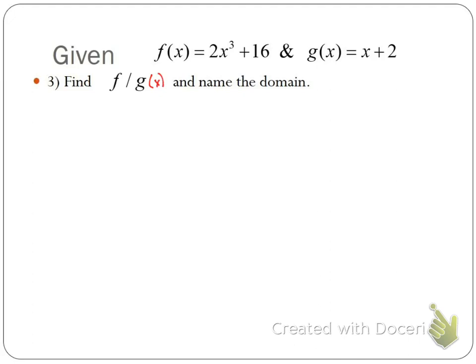Okay, let's find f divided by g of x. So that's simply f of x divided by g of x. And f of x is 2x cubed plus 16 divided by g of x, which is x plus 2. Okay, this is the f divided by g of x. Now, if we stopped right now, what could x not be equal to? Negative 2, right? So that would be a hole. But let's simplify it, then we'll state the domain, because I think maybe this is going to cancel, so we're going to be okay. Y'all with me?